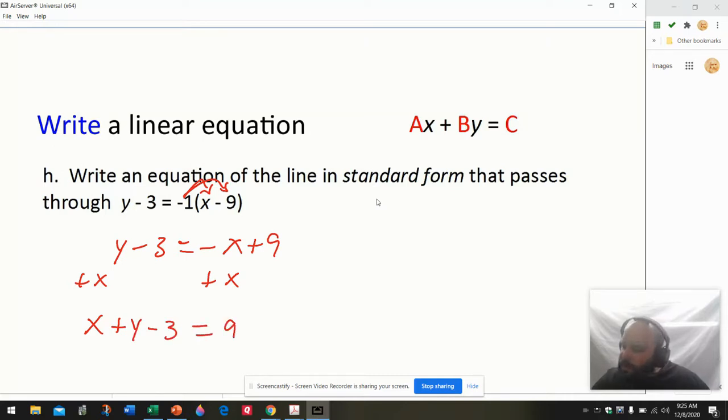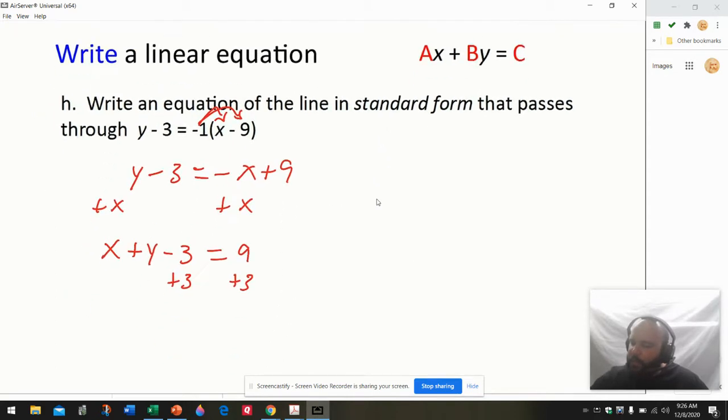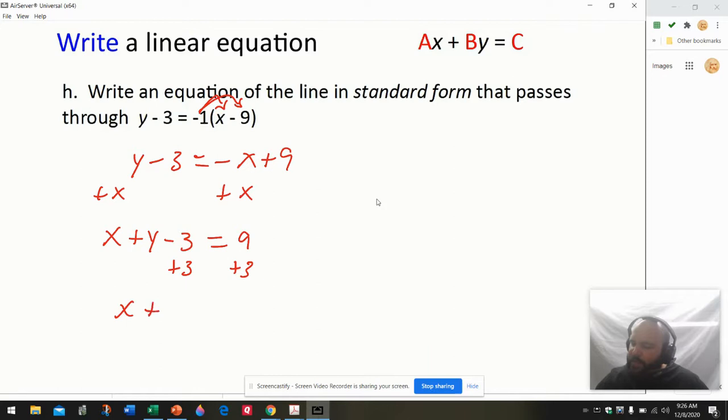Okay, so we're almost there. You can see we have the x and the y on one side, but the c stands for constant. And what that means is those are the numbers that are by themselves with no letters or variables. And we still have this pesky 3 right here, this negative 3. So we need to get rid of that by adding 3 to both sides. And when we do that, we get x plus y equals 12.